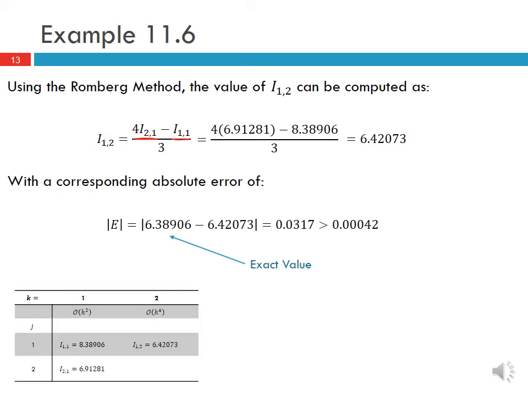So what we've done is use the trapezoidal rule to calculate this value when h is equal to 2. And then we used it to calculate this value when h was half of that, so it was 1. And then we used a linear combination of these two to find this estimate here.